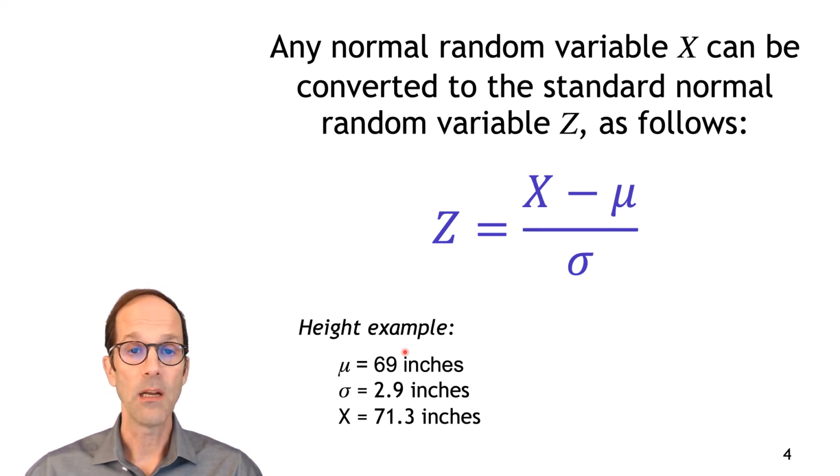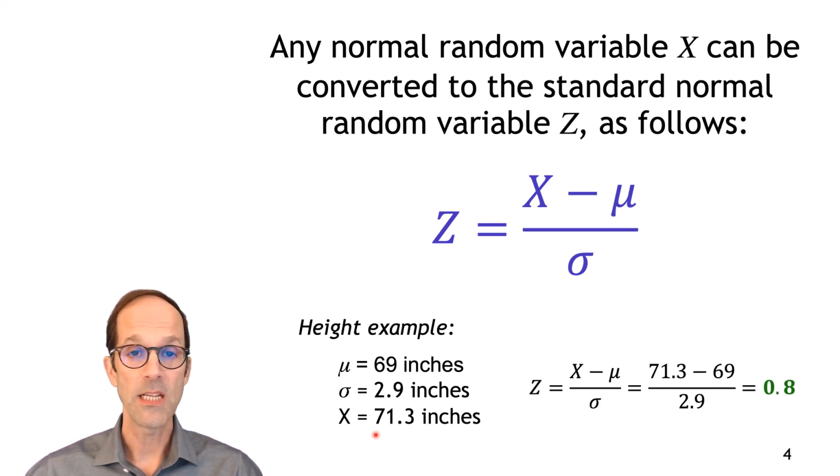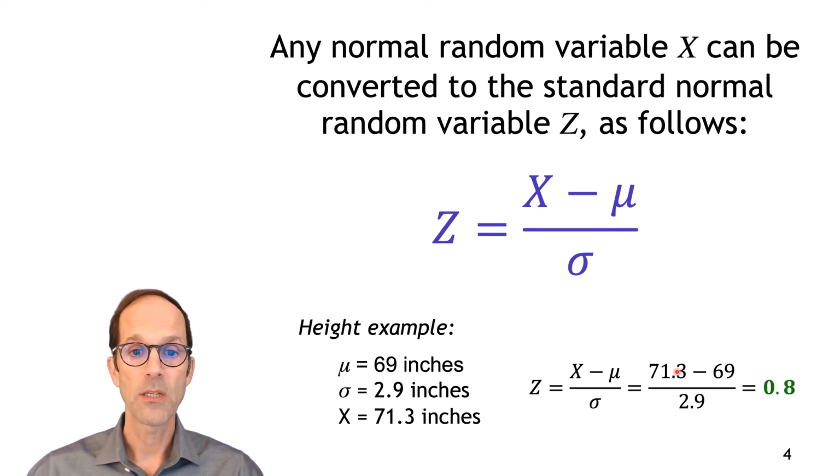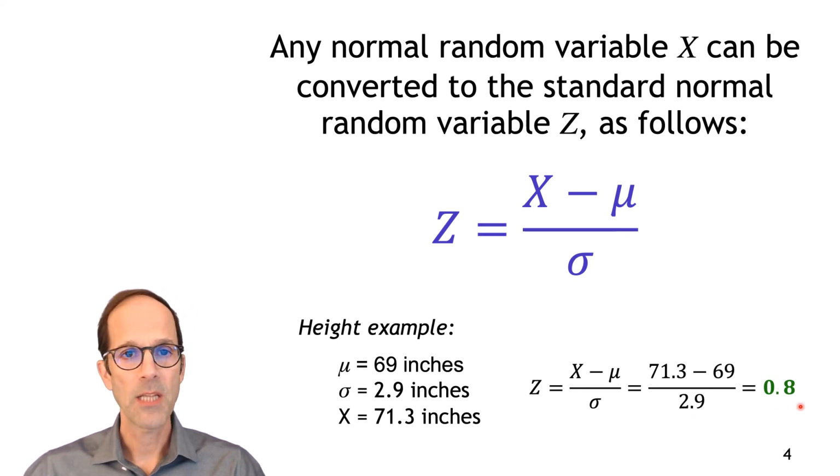So let's take a look at that height example I asked you to solve. The mean for that variable x is 69 inches. The standard deviation for that variable x is 2.9 inches. And the particular measurement that we wanted to standardize was 71.3 inches. We have a man who is 71.3 inches tall. How do we convert that to a value of z? Z equals x minus mu over sigma. In this case, that means 71.3 inches minus 69 inches divided by 2.9 inches. That's how we get this answer, 0.8. And basically we're saying then this man is 0.8 standard deviations above the mean height.